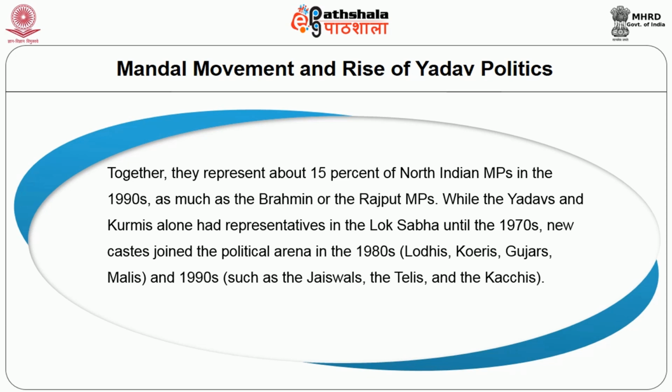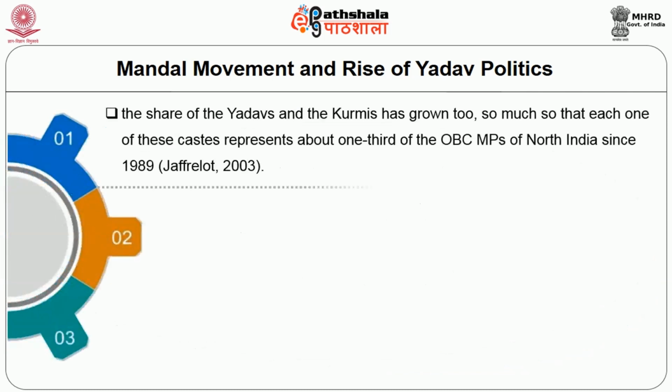While the Yadavs and Kurmis alone had representatives in the Lok Sabha until the 1970s, new castes joined the political arena in the 1980s: the Lodhis, the Koiris, the Gujars and the Malis, and in the 1990s, the Jaiswals, the Telis and the Kachis. However, the share of the Yadavs and the Kurmis has grown too, so much so that each one of these castes represents about one third of the OBC members of Parliament of North India since 1989.